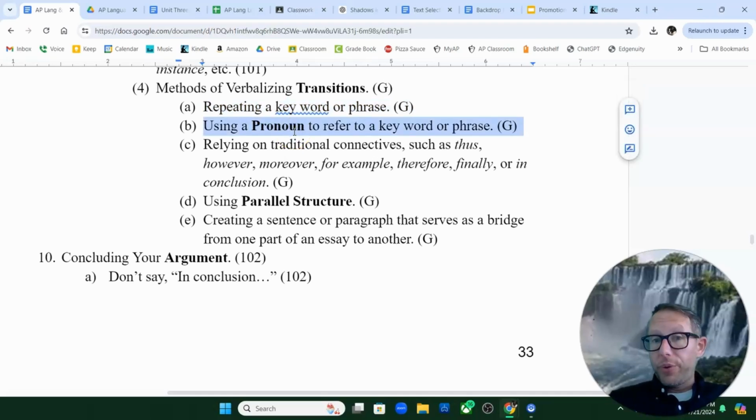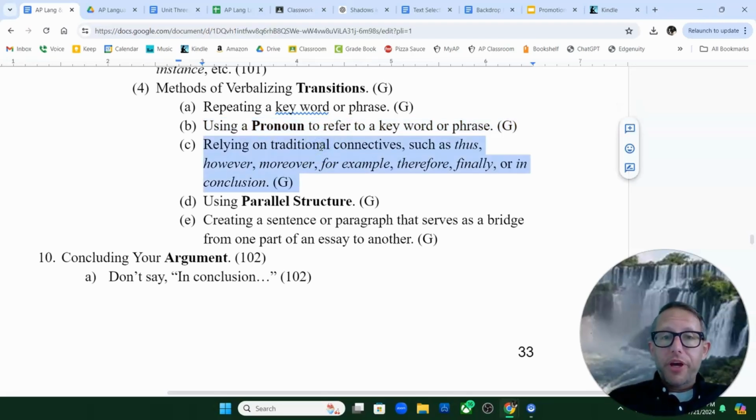Use a pronoun to refer to a key word or phrase. Now, you've got to be careful because there shouldn't be any lack of pronoun clarity. We should know what that pronoun is referring to. But assuming we do, that's a great way to be transitional because it shows us that your piece of evidence here and your commentary here are connected because you've got the pronoun in the commentary and I know that that pronoun links back to the evidence. Well, now we've got a transition, okay? So it helps to connect those things in a meaningful way, okay? And there are a couple more of those. You've got those traditional connecting words. So thus, however, moreover, for example, therefore, finally, in conclusion.